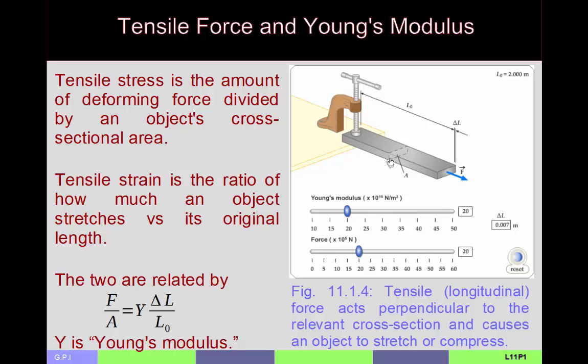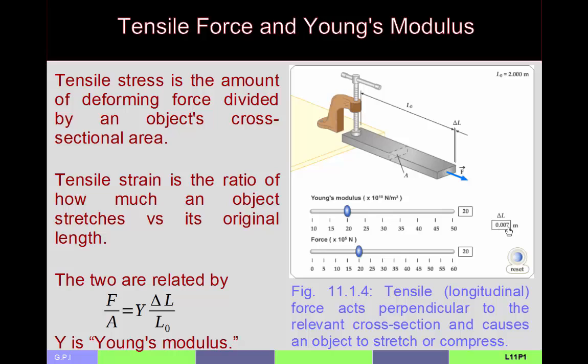So the cross-sectional area would be the area of one of these faces, for example, the end face. And so you have some initial length that this bar has, and then the bar actually stretches, maybe not noticeably, but it will stretch a little bit. In this particular picture, the original length is 2 meters, and with a force of 20 times 10 to the fifth newtons, it is actually stretched by only 7 millimeters.